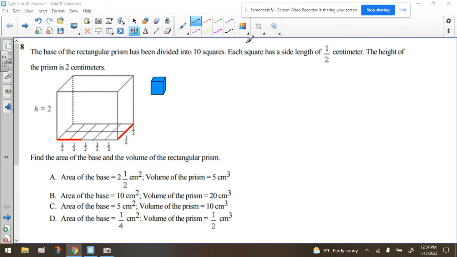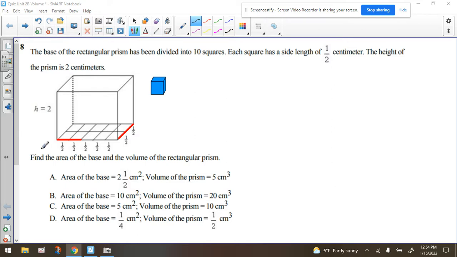We're looking at number 8, and on the quiz it's a little small, so I thought by making a video maybe we could look at it a little bit more enlarged. The base of the rectangular prism has been divided into 10 squares. Each square has side length of a half a centimeter. The height of the prism is 2 centimeters.